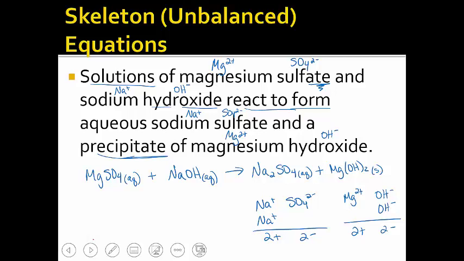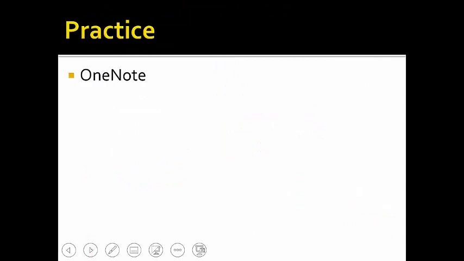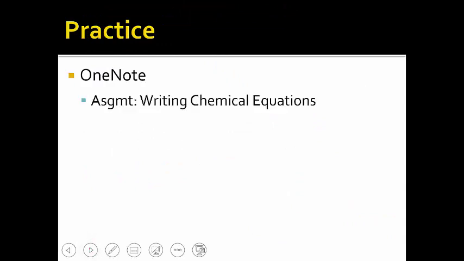Okay, so that's it for today. Tomorrow, you're going to practice this with the assignment. Again, that's tomorrow, not today. You're going to practice this in OneNote. You have an assignment called Writing Chemical Equations, and you have about 15 of these to practice with. So think about tonight, if you're still a little shaky in the formula writing, going from names to formulas, I would suggest you do a little more practice on that, get yourself up to speed so that you're ready to write the equations tomorrow.